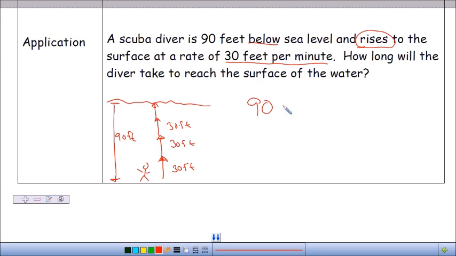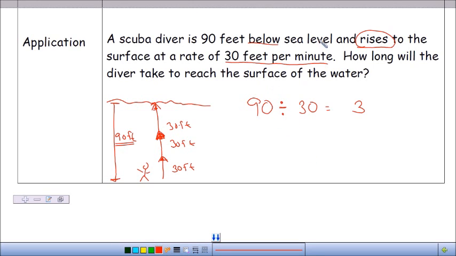Okay, so how long will the diver take? Well, however many sections we get, that's how many minutes it's going to be. So we're going to divide 90 by 30. Well, 90 divided by 30 is going to be 3, because 3 times 30 is 90. Okay, so really I didn't need this arrow right here. This arrow should go all the way up to the top. Let me erase that right quick. Because the last arrow should go all the way up to the top, because 30 plus 30 is 60, plus 30 more is going to give me the 90 that I need. So that's really all it is.